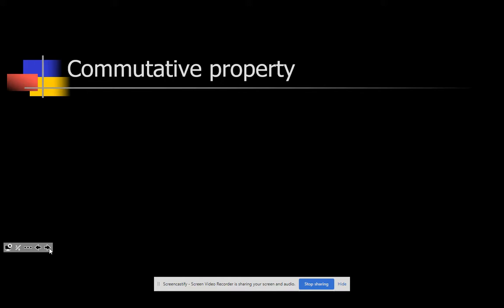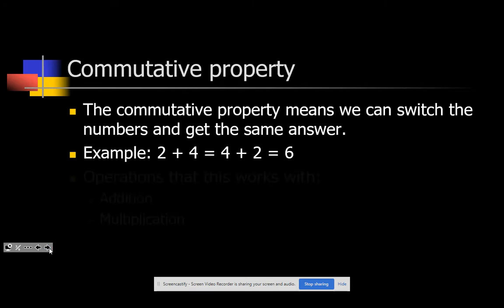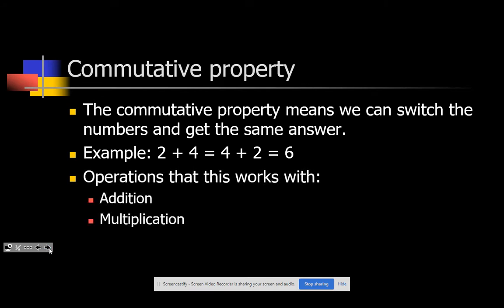We'll start with the commutative property. And the commutative property states that we can switch the order of the numbers and we get the same answer. Here's an example of the commutative property of addition. 2 plus 4 is also equal to 4 plus 2 because both sides are equal to 6. This also works with multiplication. The commutative property does not work with subtraction or division.